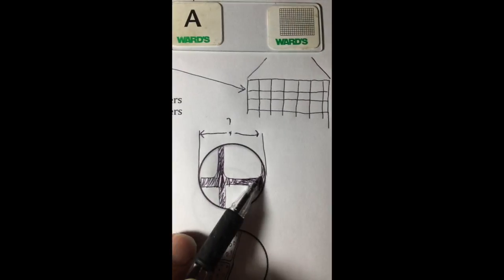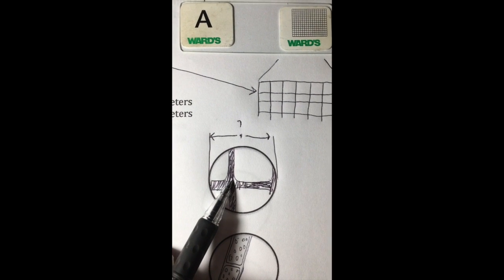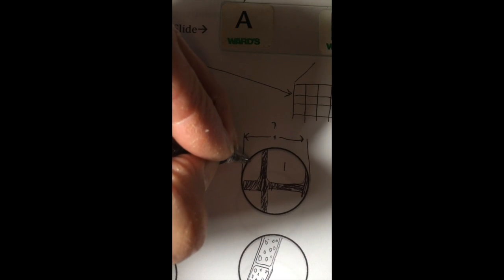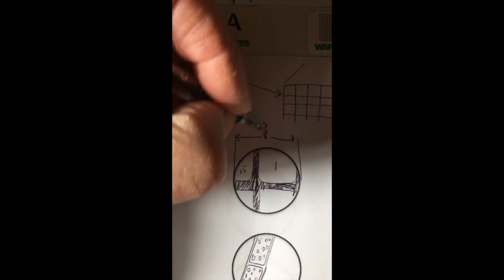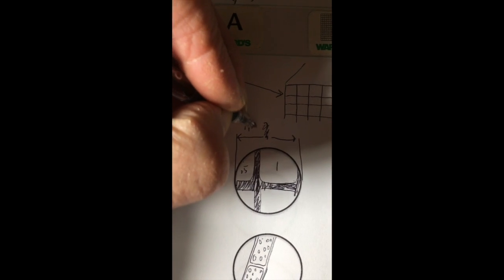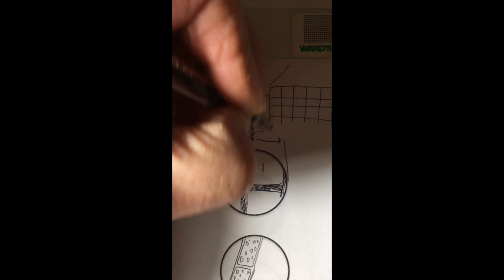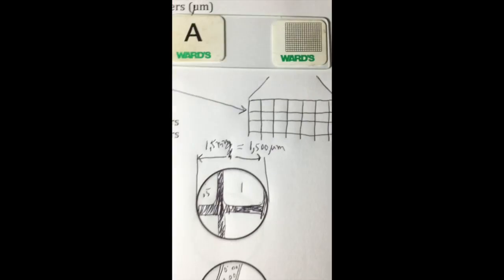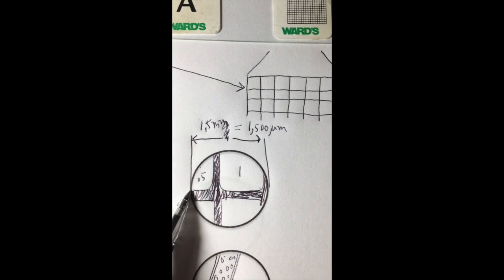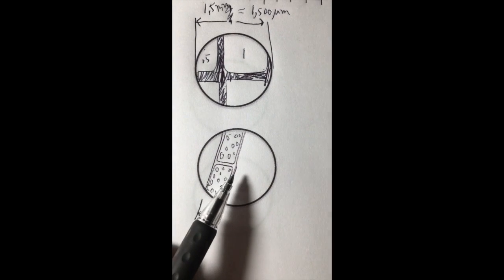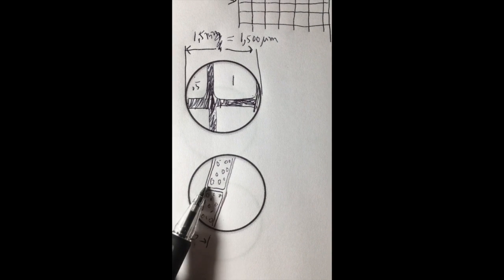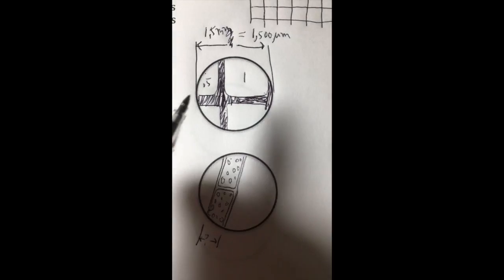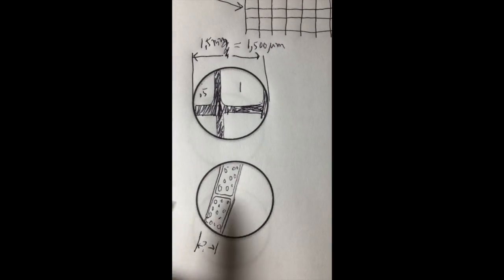How about this one? So the distance between here to here is 1 millimeter. Distance between here to here is about a half. So we have 1 and we have 0.5. That equals 1.5 millimeters, which equals 1,500 micrometers. If this is 1.5, how big is this? Well, this is about a third the width, and a third of 1.5 is 0.5.